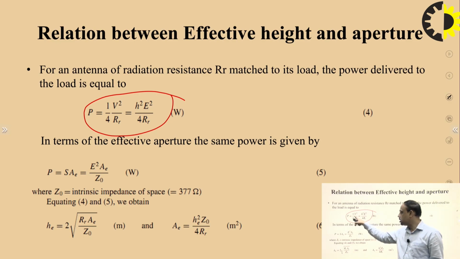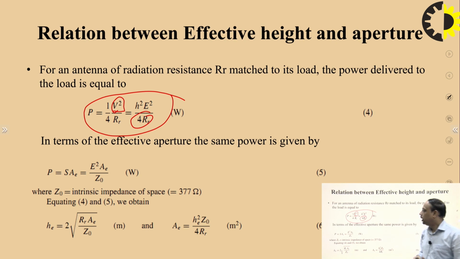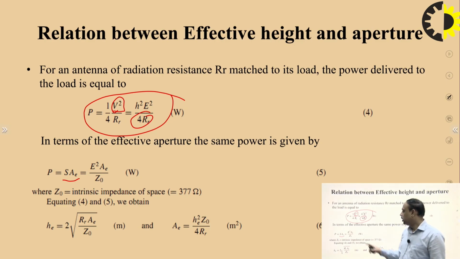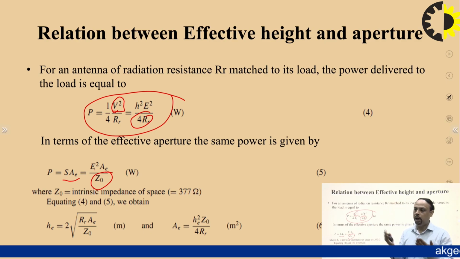So in case V is the voltage developed across the antenna terminal, which is nothing but H square into E square divided by 4 into radiation resistance. Now the power received is given by Poynting vector into effective area of the receiving antenna. So this is nothing but E square A by Z naught. Z naught is the impedance of free space. So if we equate this power, because this is the power that is transferred from the space to the antenna, and this is the power that is received from the space, and these two powers are the same.